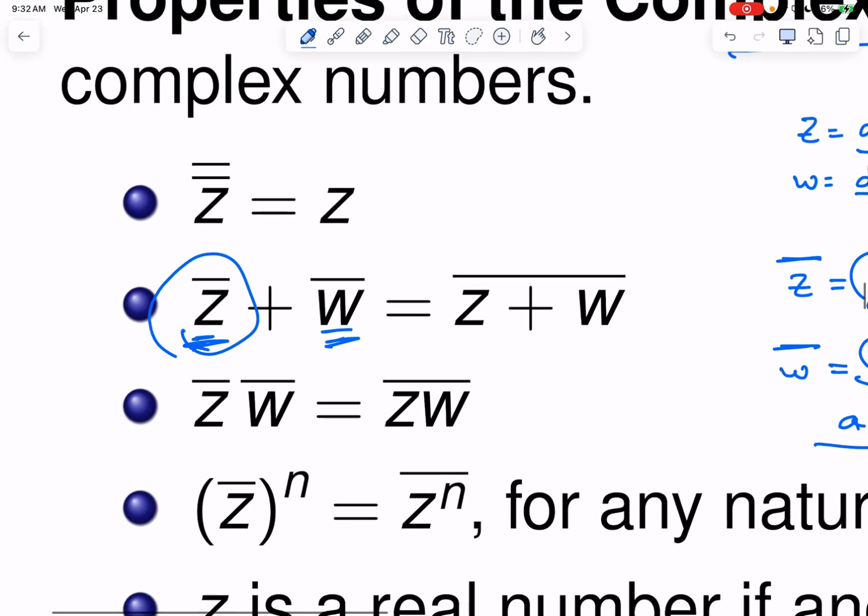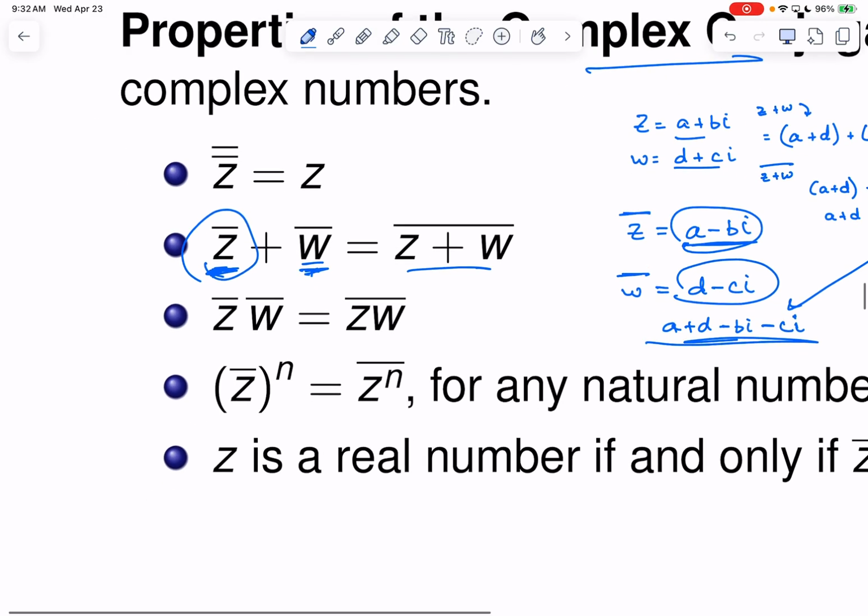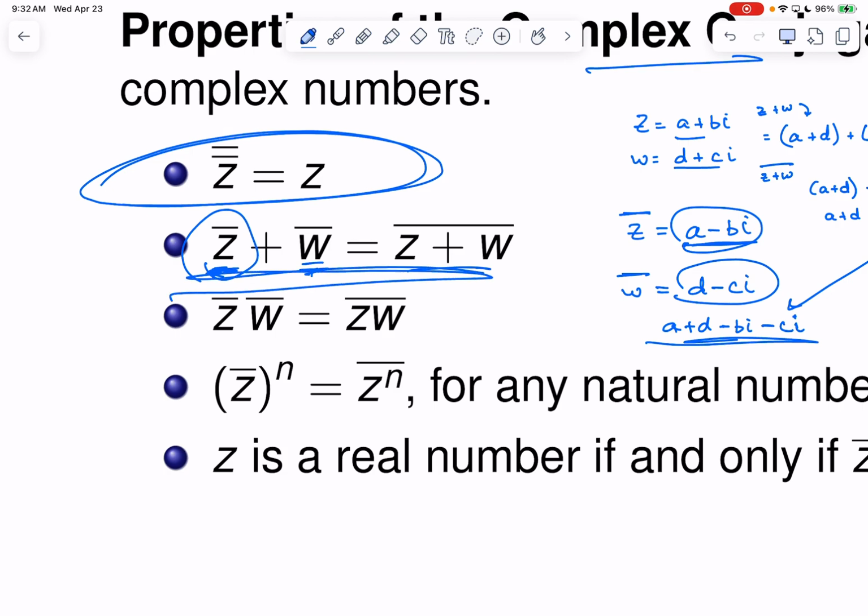All it's saying is you can do the conjugate first, then add them, or you can add them and then do the conjugate. Most people like to do the conjugate first and then add them. These are just properties. There's nothing special about them. I will probably not do this one on the test. This is the same thing. It says you can do the conjugates first and then multiply them, or you can multiply them and then do the conjugate. This says you can do the conjugate first, then raise it to a power, or you can do the power first and then do the conjugate. So these properties say you can add, multiply, and raise to a power.